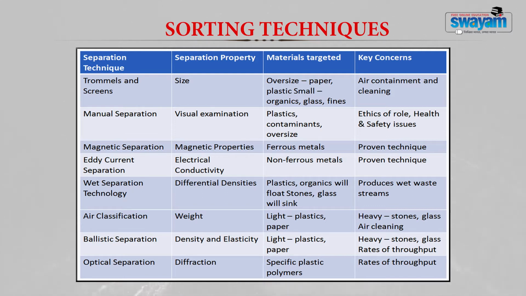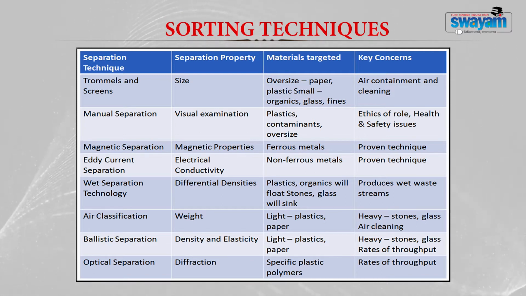Now, first is trommels or screens, which is generally for reducing the size. Here the materials generally targeted are paper and small plastics, glass, and the key concern of this separation technique is that cleaning and air containment is a problem. Now, the second sorting technique is manual separation. This is done based on visual examination. Plastic and other oversized contaminants can be easily removed. Here occupational health and safety is a key concern.